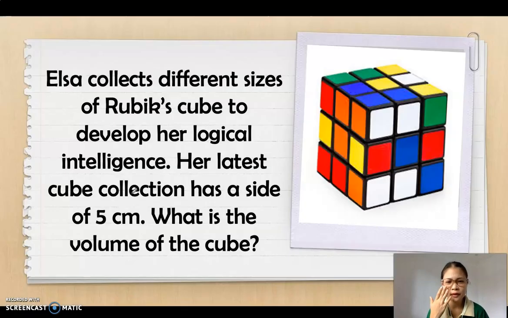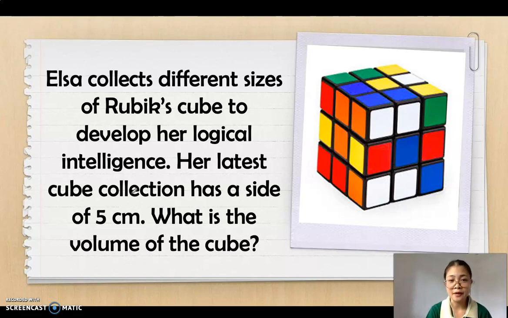Elsa collects different sizes of Rubik's Cube to develop her logical intelligence. Her latest cube collection has a side of 5 centimeters. What is the volume of the cube? Now, when you say volume, it is the amount of space occupied by a three-dimensional object as measured in cubic units. Now, to find the volume of a cube, we need to follow the formula for the cube. But how are we going to solve word problems?